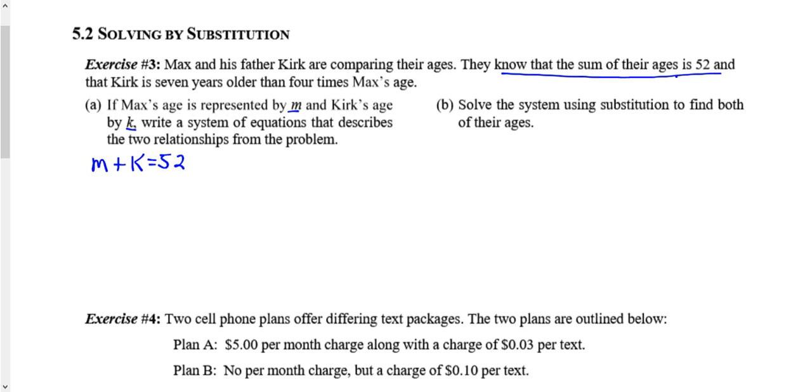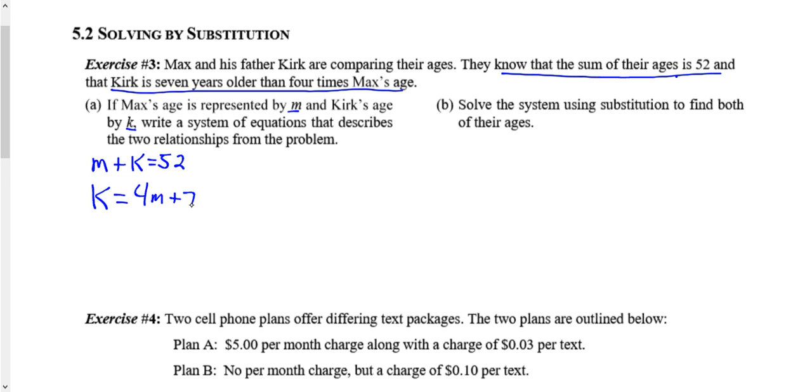Now, how about this other one here? Kirk is 7 years older than something. What's the something that he's 7 years older than? 4 times Max. 4M. So Kirk is 7 plus 4M. Yeah, all right, I prefer to do 4M plus 7. How about that? 7 plus 4M, either is good. All right? So let's solve for their ages. Well, that's part B. We'll just kind of sprawl it out here.